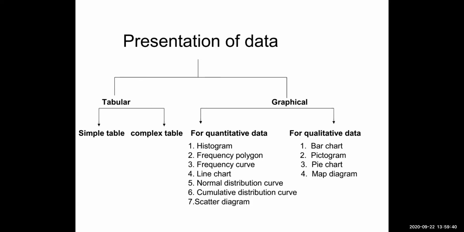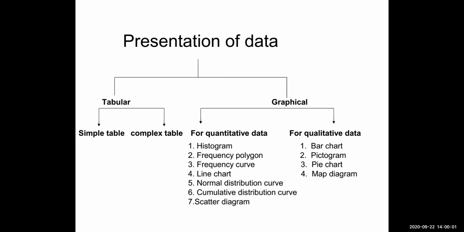Now, presentation of data can be done in the following way. It can be done tabular or graphical. Tabular we have already learned in the first part, that is it could be either simple table or complex table. And when we talk about graphical, then it can be quantitative data or qualitative data.